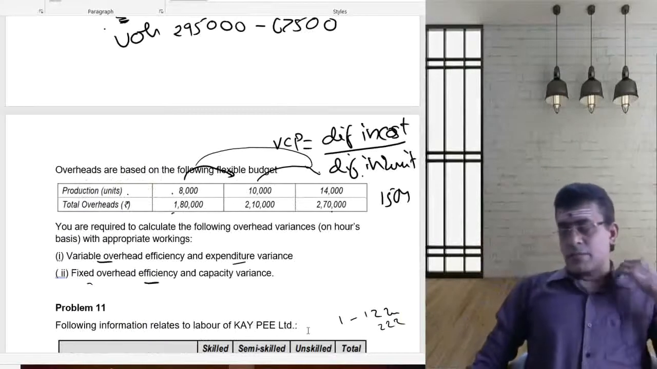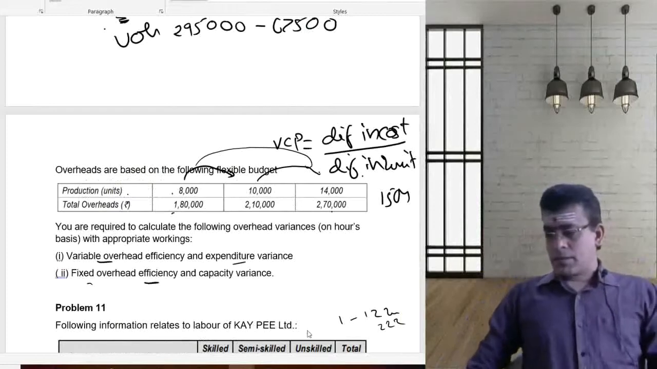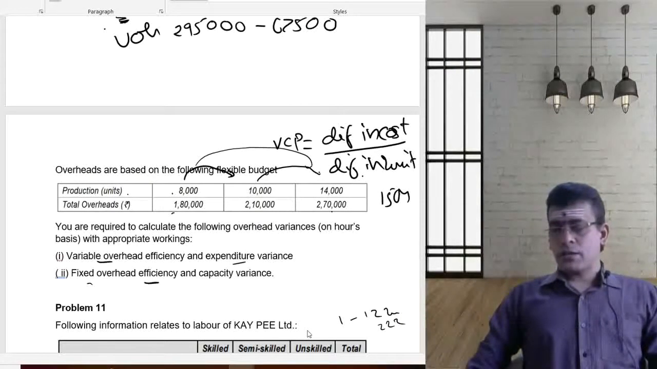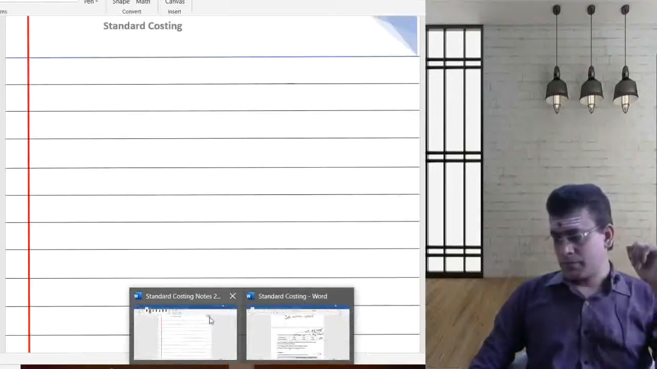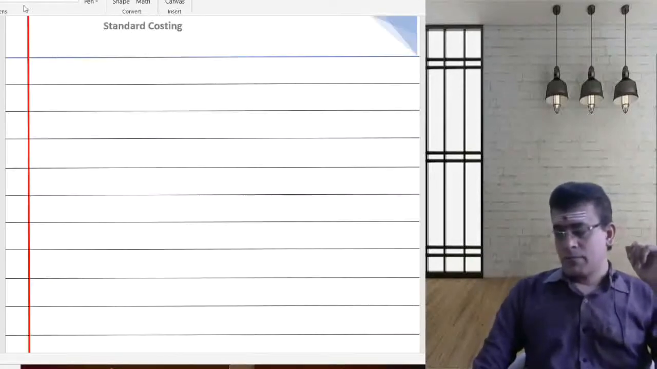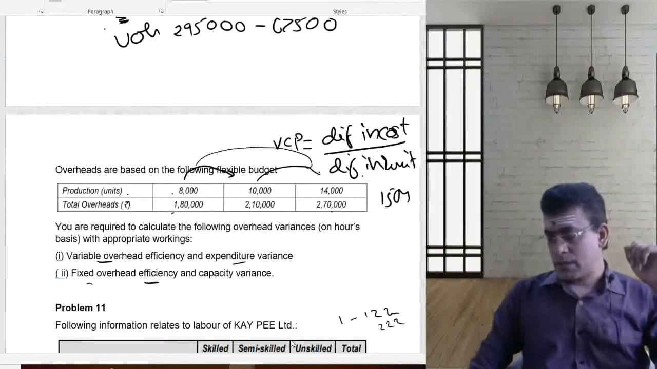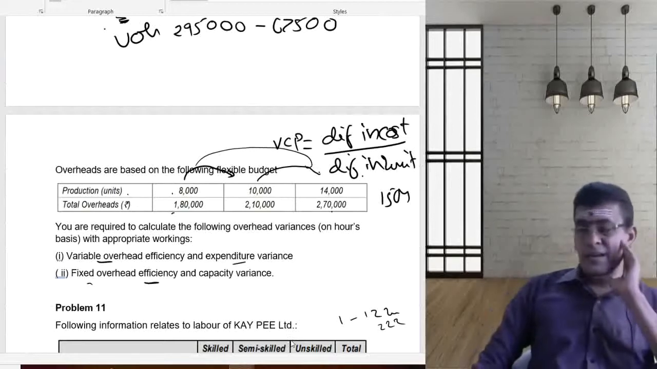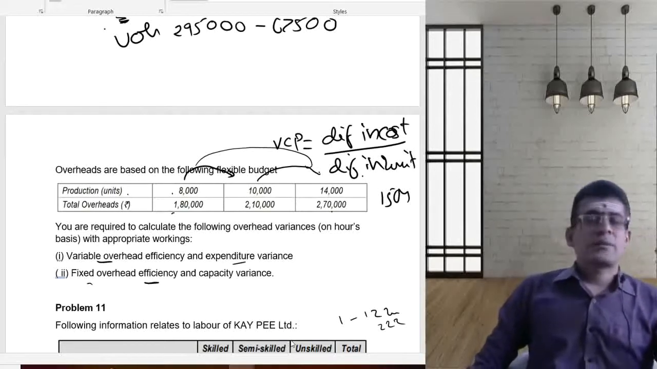So now let us see what is asking in problem number 10. He is asking us to calculate something called variable overhead efficiency and expenditure variance. So let us come here. What is asking? Variable overhead efficiency variance. So the first one he is asking there is variable overhead efficiency variance, and the second one he is asking you variable overhead capacity variance.